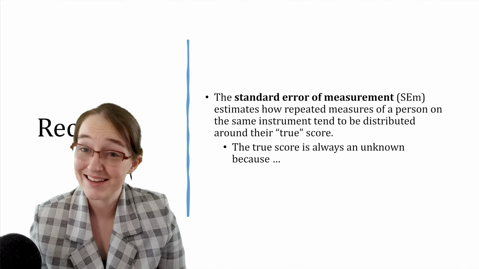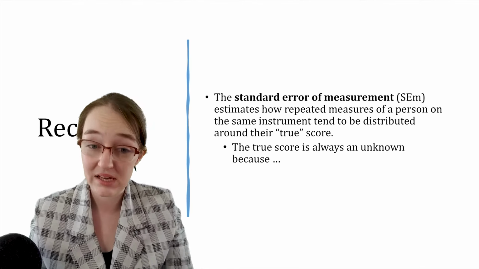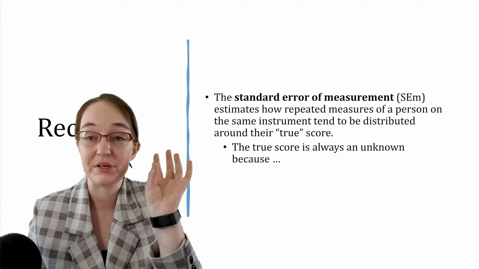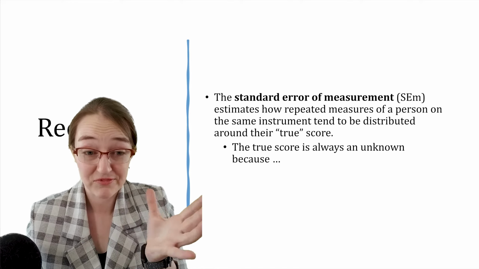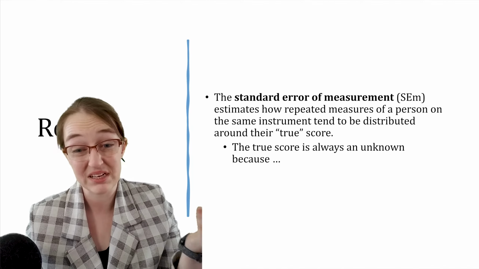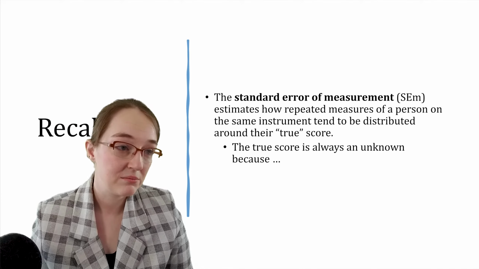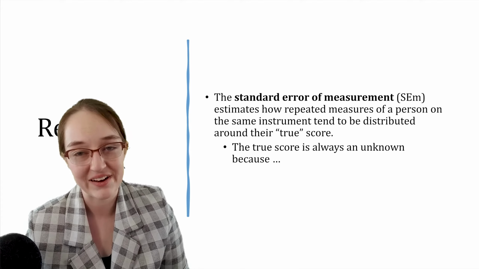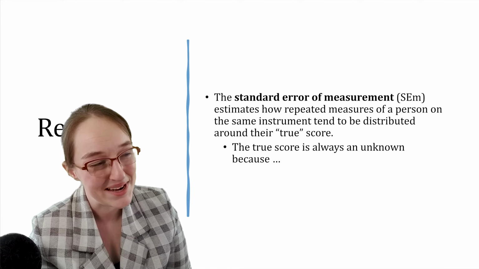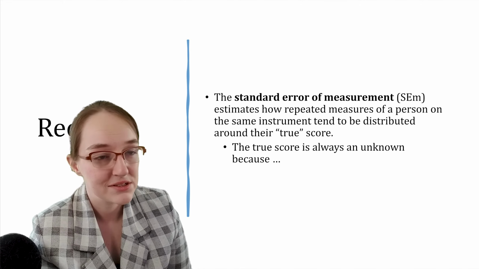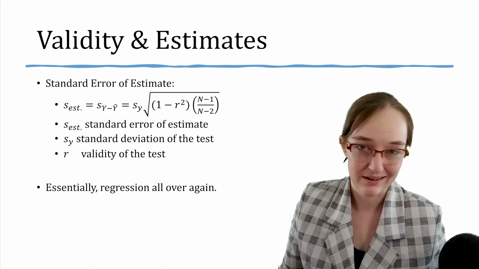Okay, so remember, the standard error of measurement estimates how repeated measures of a person on the same instrument tend to be distributed around their true score. And true scores, frankly, are always unknown because no measure can be constructed that provides a perfect reflection of true score. It just doesn't happen. You can even see that self-reported measures of height still have standard error of measurement. Part of that is because humans lie, but there are other reasons too. Okay, so now let's talk about how these connect.